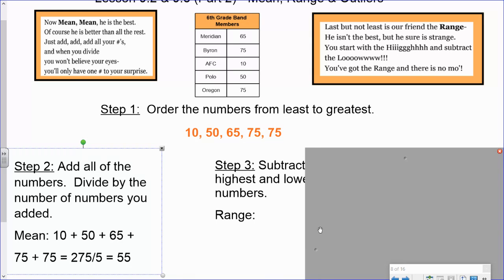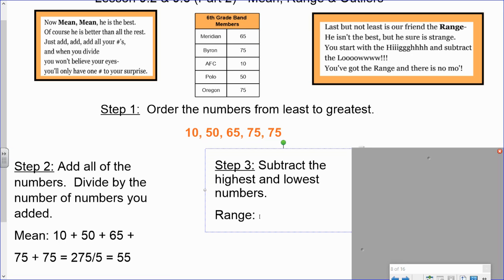Next, we're going to find the range. The range is really as easy as it sounds. You take the highest number and subtract the lowest number. Because we put them in order, it's really easy to find those. The highest number is 75, and the lowest number is 10. So 75 minus 10, you can do that mentally. You would get the range as 65.